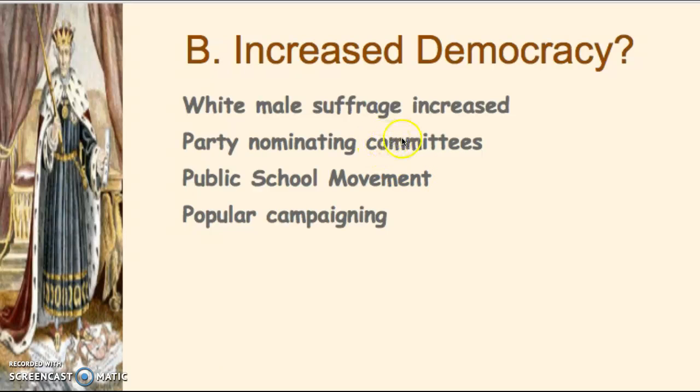So party nominating committees versus caucuses is another increase of democracy. You're having more people have a say and nominate candidates for office, including the presidency eventually, with national conventions and others.